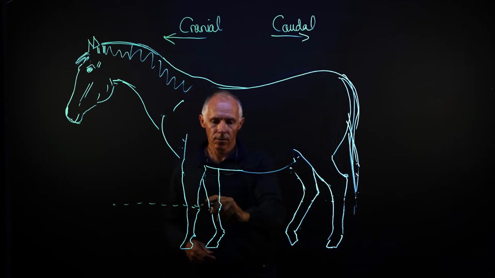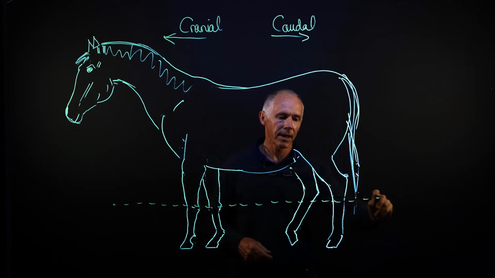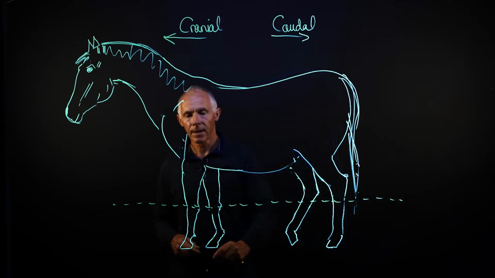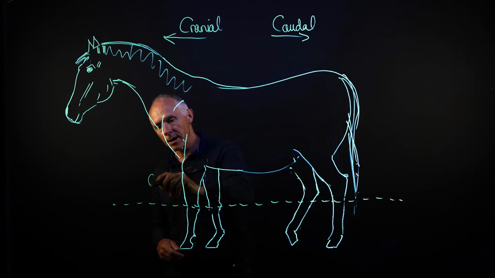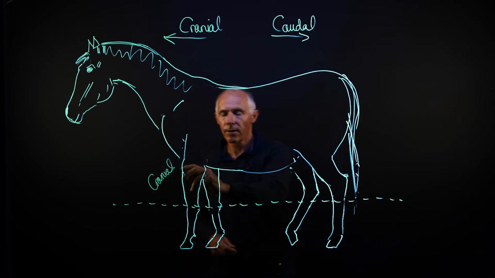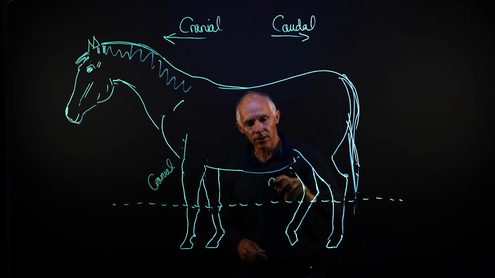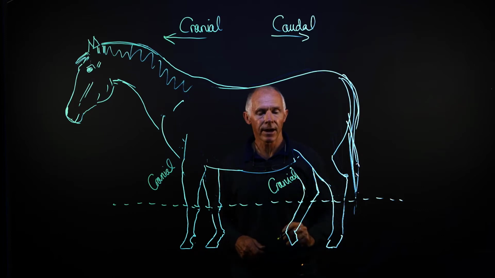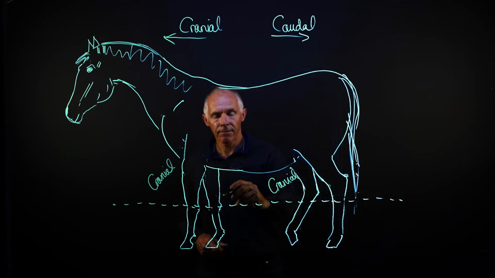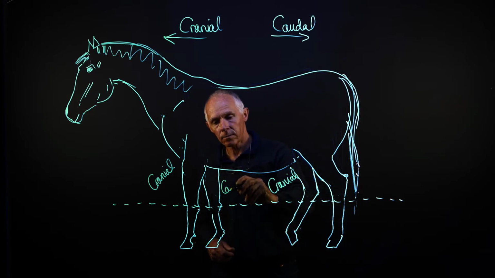And then we put in a dividing line at the horse's knee and hock, and the front face of all four limbs is cranial. So the front face of the forelimbs, the front face of the hind limbs is cranial above that dividing line. And the back face is caudal.